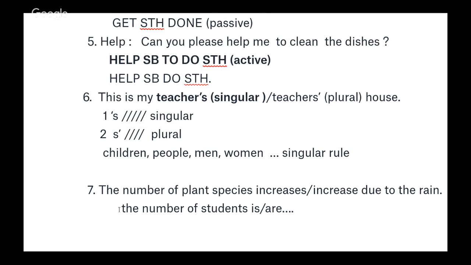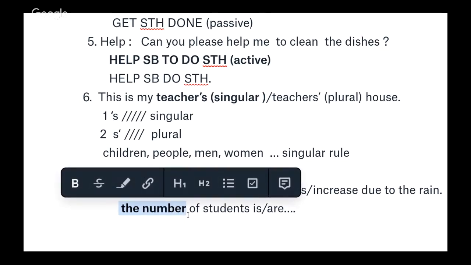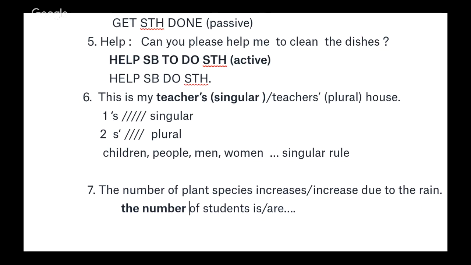Remember this thing, the number. Whenever you see the number, it will always be followed by a singular verb. Well done. Always by a singular verb. Of course, it will be followed by a plural noun. The number of students, the number of teachers, the number of bottles, the number of glasses. But the verb that will come after it will be a singular verb.